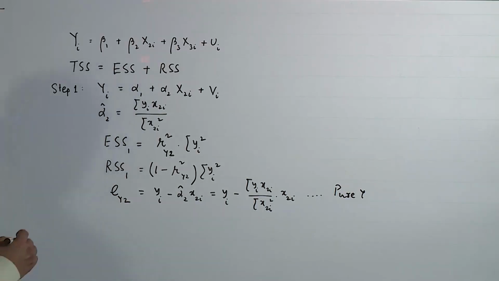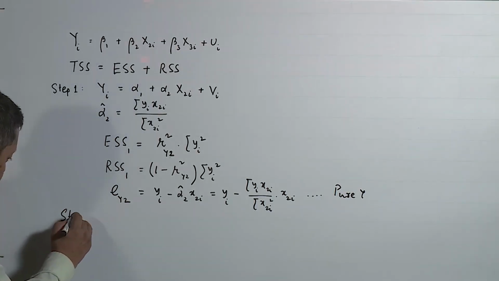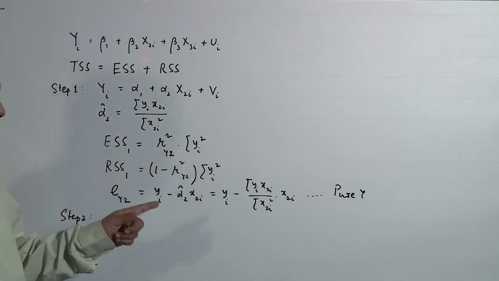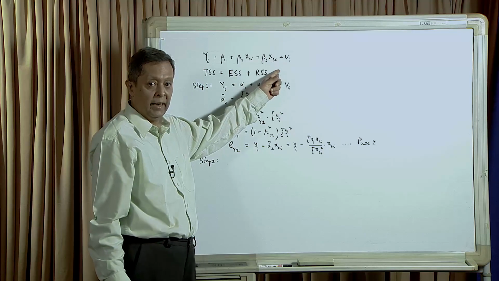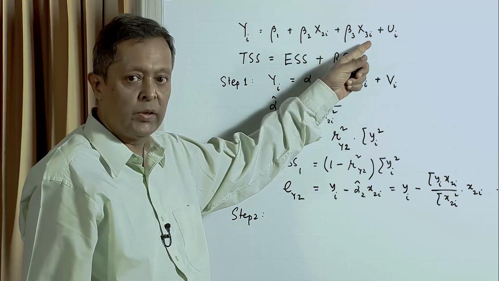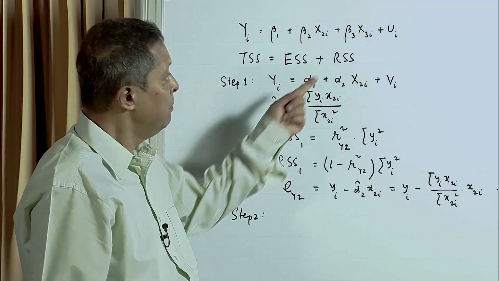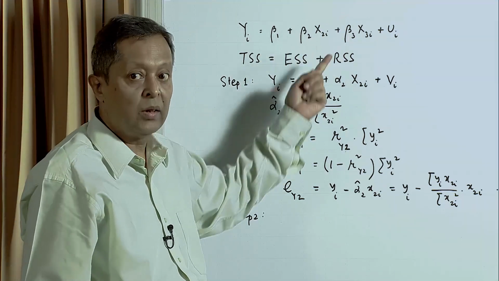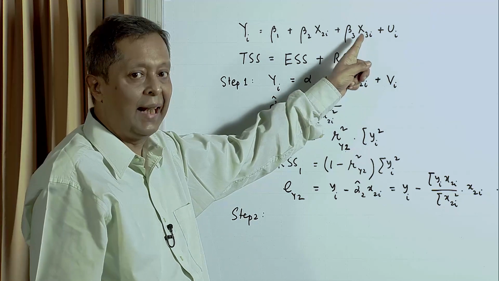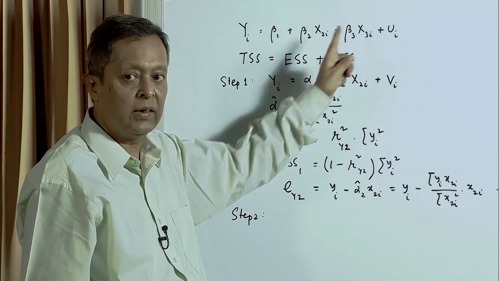So, this is called pure y, and that will be used in the next stage. So, coming to stage 2 or step 2, we will now introduce the other variable x3. We already have x2 in the model, we will now introduce x3, but remember x3 and x2 are correlated. So, we need to purge x3 as well, we need to cleanse x3 of the effect of x2.